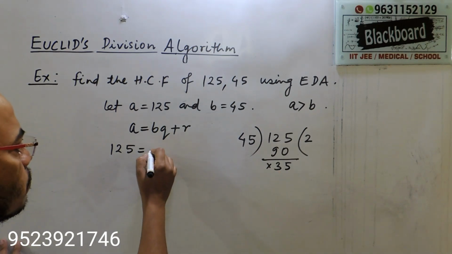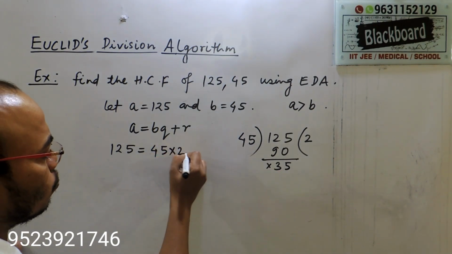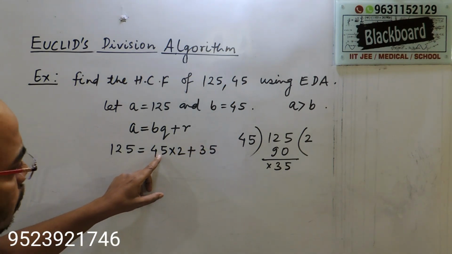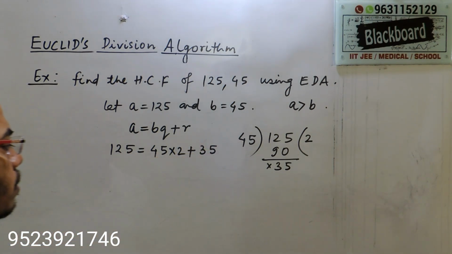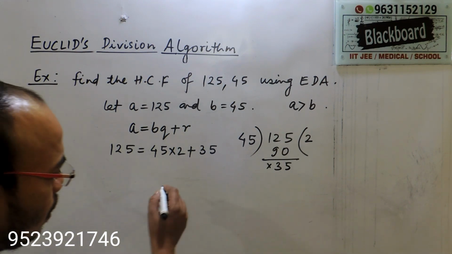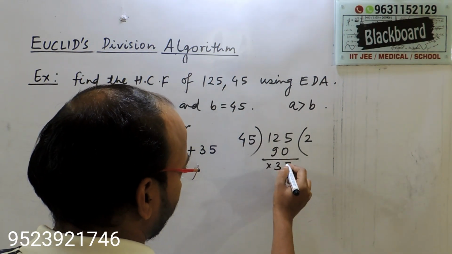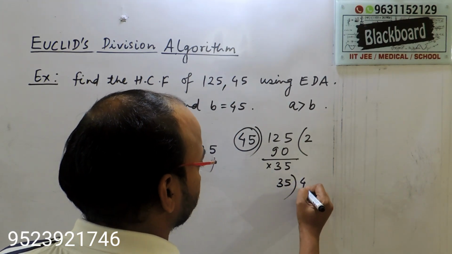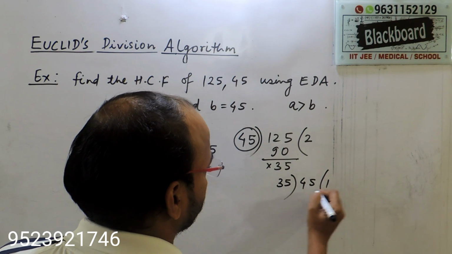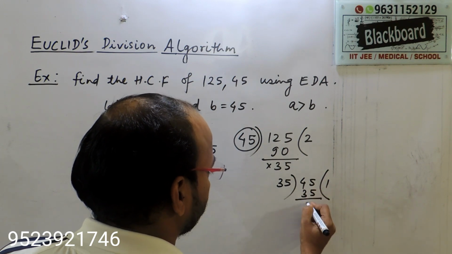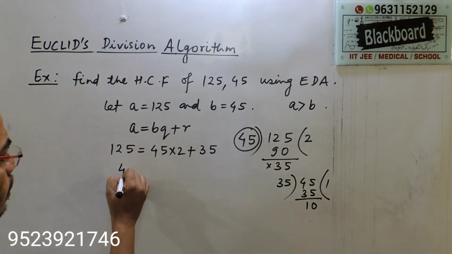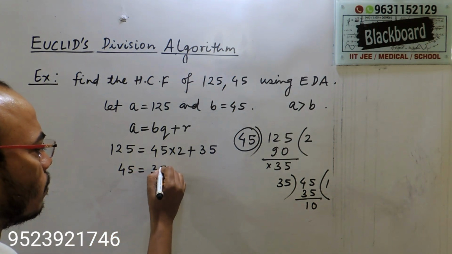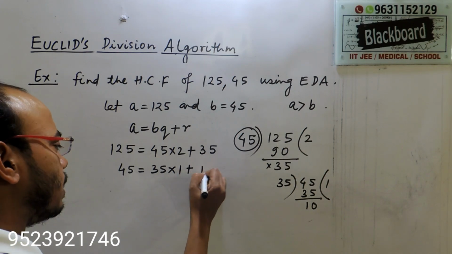This is remainder. So that means you can write 45 into 2 plus 35. This is A, this is B, this is Q, and this one is remainder, that means R. Again 45 divide 45. Now to divide 45, see this is 45, again we write this is 35, that means this will be 10. That means you can write 45 equals to 35 into 1 plus 10.